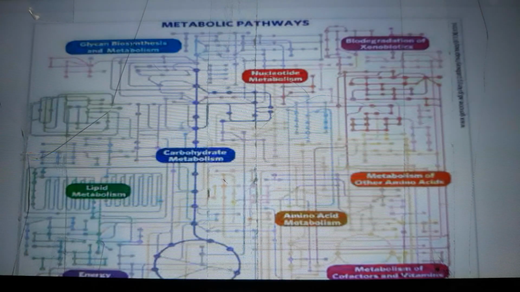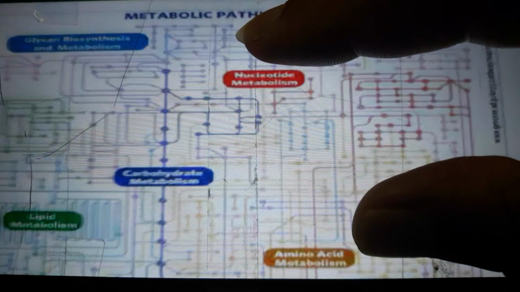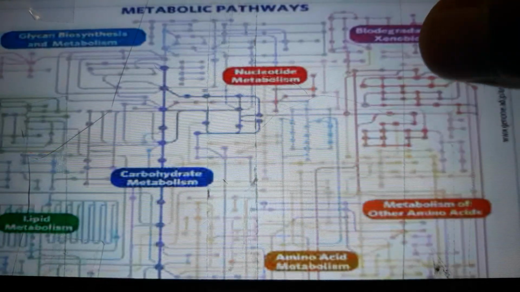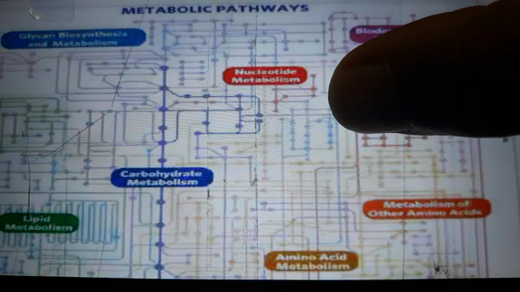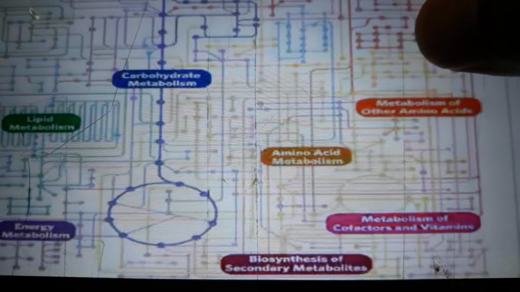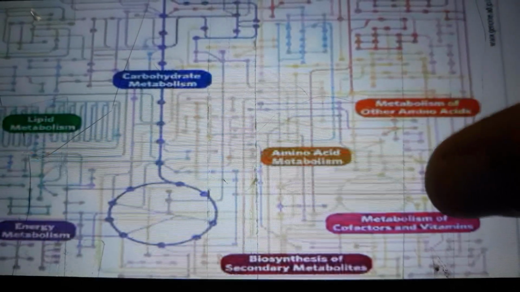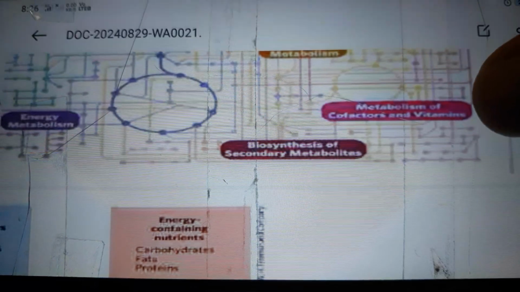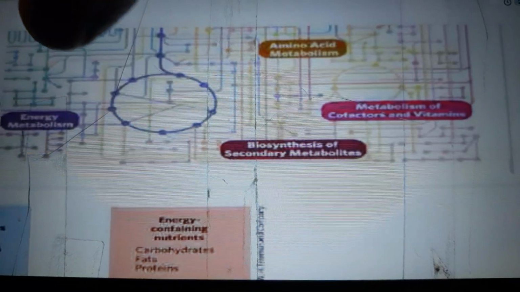Metabolic pathways. These are all the configurations. Exactly. In fact, they are representations of glycan biosynthesis and metabolism, nucleotide metabolism, biodegradation of xenobiotics, carbohydrate metabolism, lipid metabolism, amino acid metabolism, metabolism of other amino acids, metabolism of cofactors and vitamins, biosynthesis of secondary metabolites, and energy metabolism.